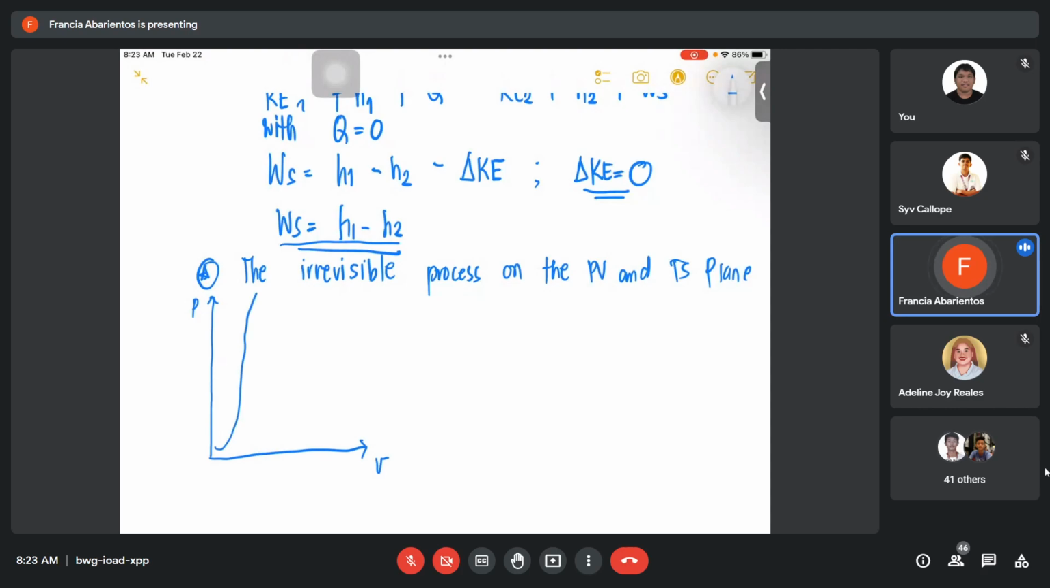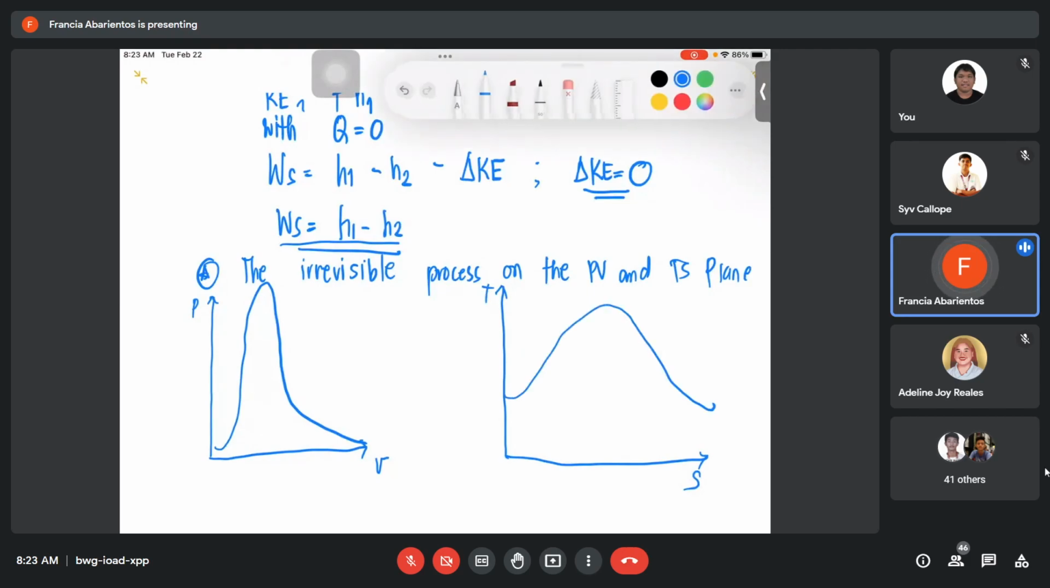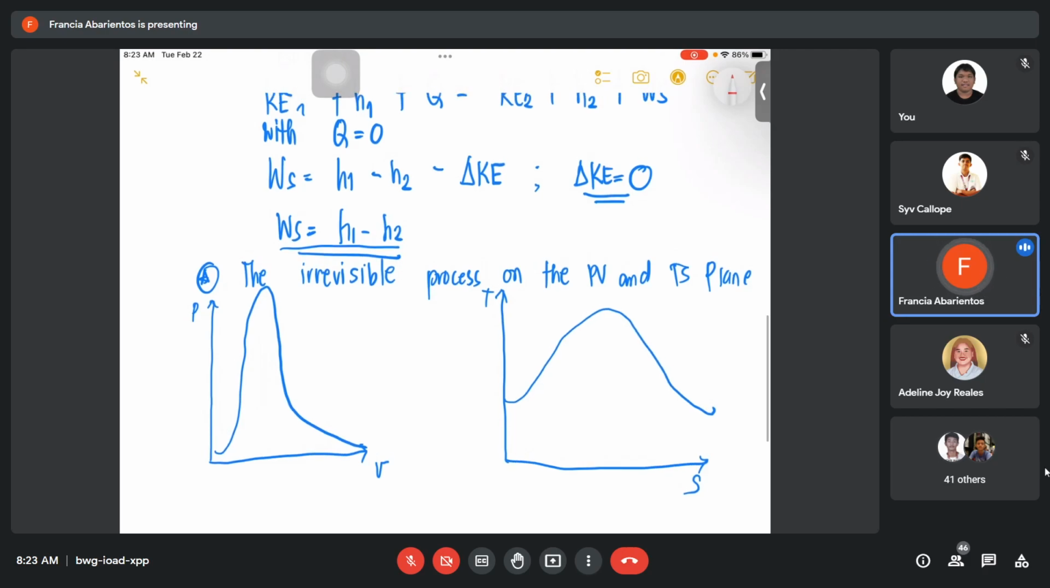Hindi yan kasi kadalasan nagbabago. So, dapat kamay nyo na to. Drawing the PV as well as the TS diagram. Okay, the TS diagram of the steam. Okay, take note sa reversible process class. Meron na tayong tinatawag na actual. Okay, we have now the actual processes. So, ganito yung class. So, given sa atin 0.1, yung pressure natin constant.